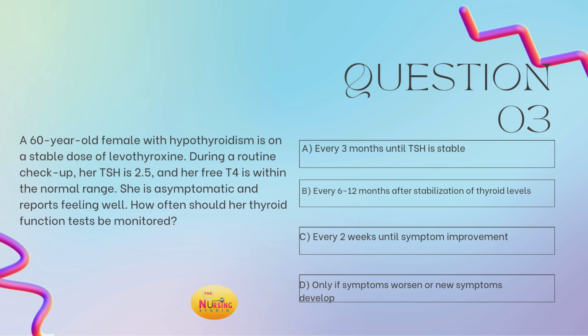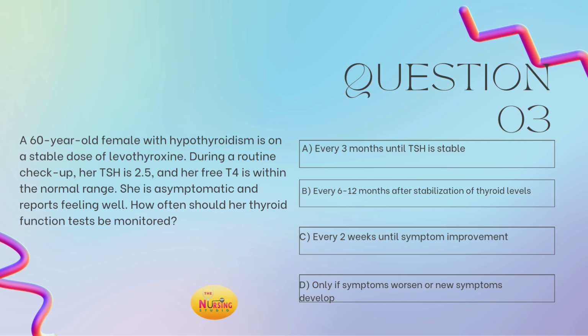Is it A, every 3 months until TSH is stable? B, every 6 to 12 months after stabilization of thyroid levels? C, every 2 weeks until symptom improvement? Or D, only if symptoms worsen or new symptoms develop? Take a moment and tell me what you get.